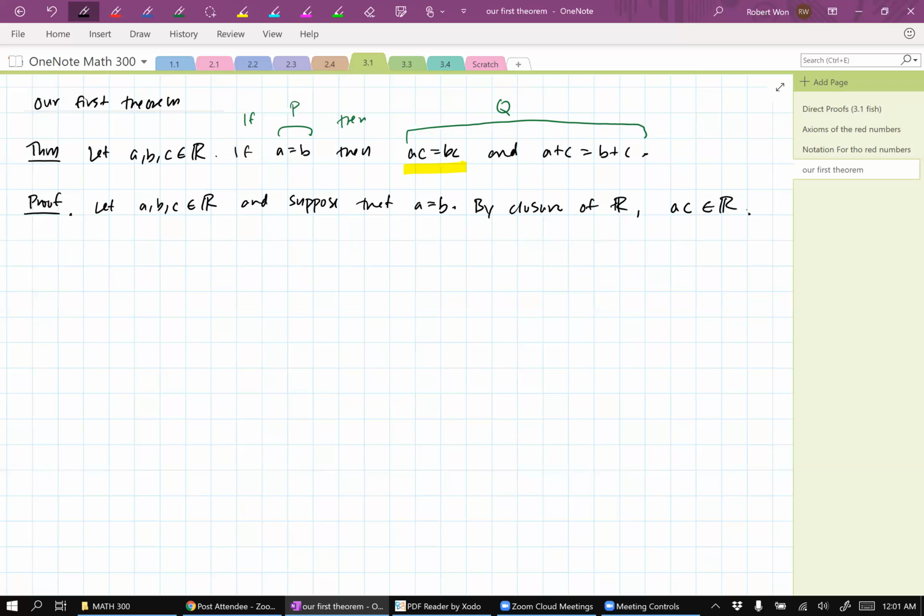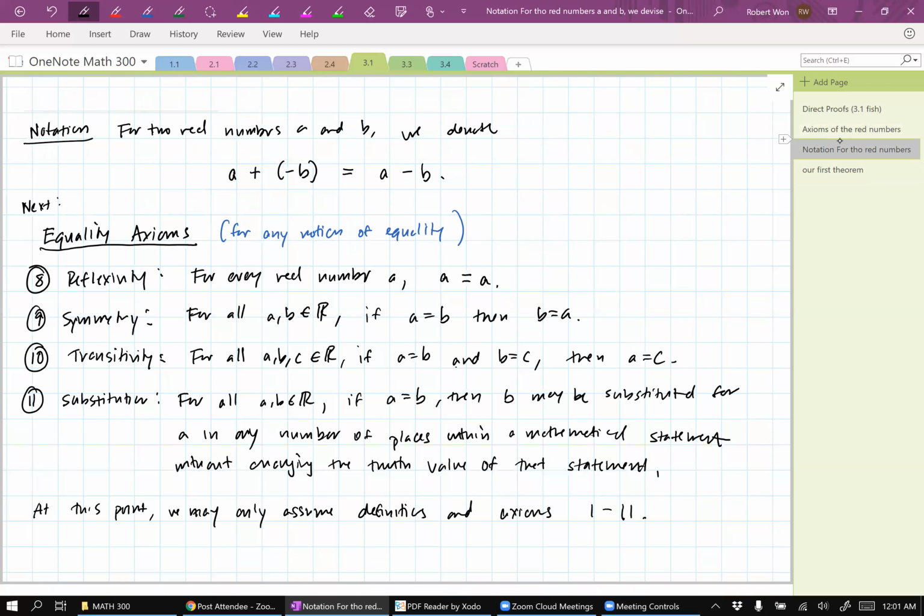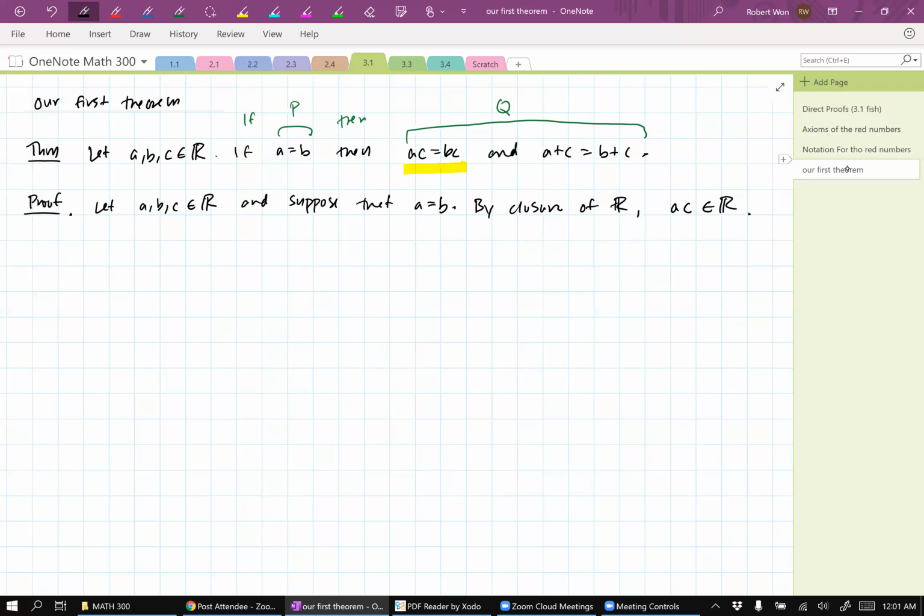Well, this must need to use one of my axioms of equality, right? Because what I'm starting with is A equals B. I must have to use some equality axiom somewhere to get the AC equals BC. Okay, well, now that I know that AC is a real number, by reflexivity of equality, I know that AC equals AC. That's good. That's not AC equals BC, though. But at least I've introduced an equality into the room.